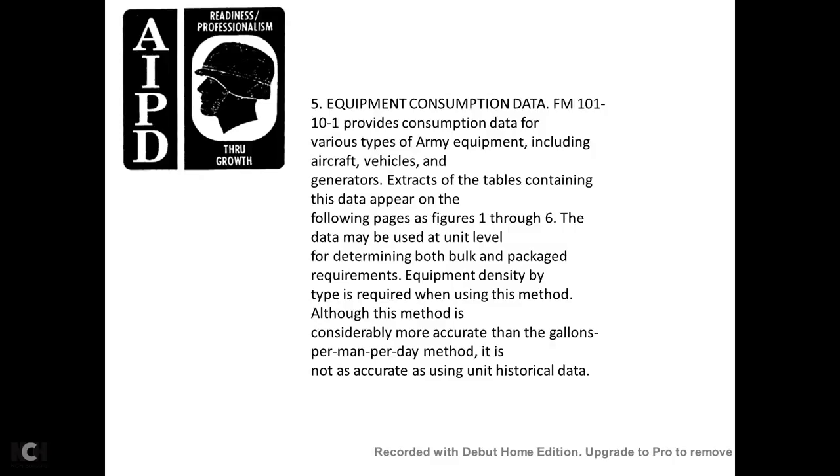5. Equipment consumption data. FM 101-10-1 provides consumption data for Army equipment, including aircraft, vehicles, and generators, extracted from the tables containing the data that appear on the following pages, figures 1 through 6. The data may be used at the unit level for determining bulk and package requirements, equipment density and type required. Although this method is considerably more accurate than gallons per man per day, it is not as accurate as using unit historical data.